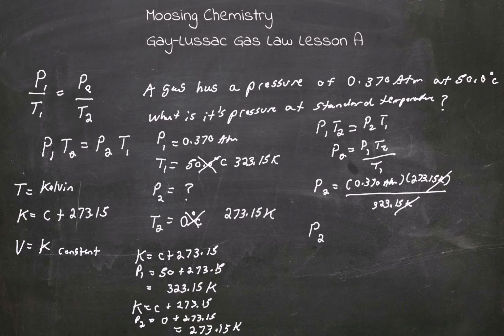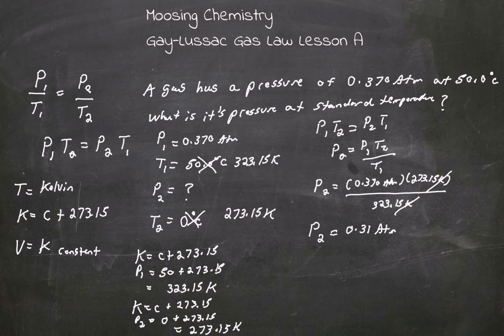After I do the math, multiply 0.370 times 273.15, then divide by 323.15. Let me go on the calculator here. Okay, it's going to give me 0.31 atm. All right, let's look at one more problem.